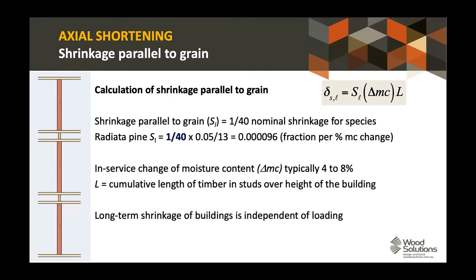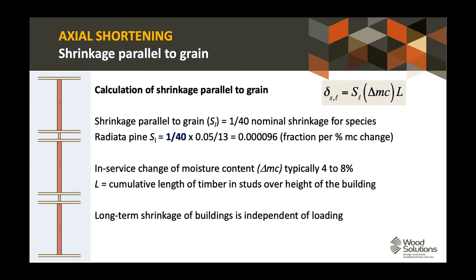We then have shrinkage parallel to grain. And shrinkage will occur. The sawmills will produce their timber to a certain moisture content. In service, we can expect a typical change in moisture content of something like 4 to 8%, depending on where you are in the country, the type of heating or air conditioning that you have, and what kind of moisture content the building gets exposed to during construction. Now, shrinkage parallel to the grain is far lower than shrinkage across the grain. Shrinkage across the grain might be 5% for a 13-point change in moisture content, and we can expect a 40th of that parallel to grain. So you can see here 0.00096 per change in moisture content.